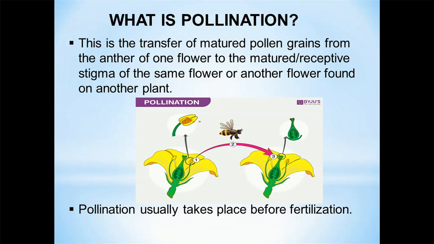Now, studying the image we have here, we have two flowers. Now, at point 1, which is the anther, and inside the anther we have the pollen grains. Now, the movement of the pollen grains, or the transfer of the pollen grains from the point 1 to point 3, which is the stigma, is called pollination. So, in a simple term, we can say pollination is the movement or transfer of pollen grains from the anther to the stigma of a flower.